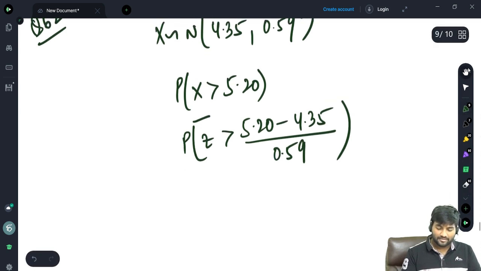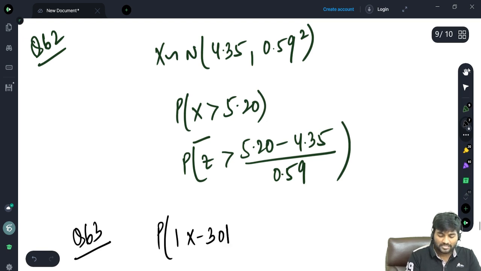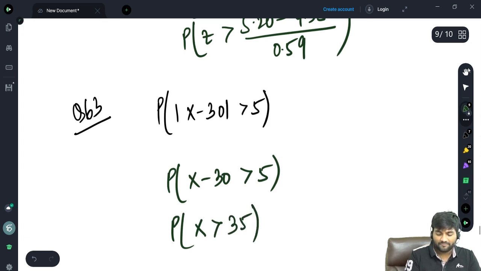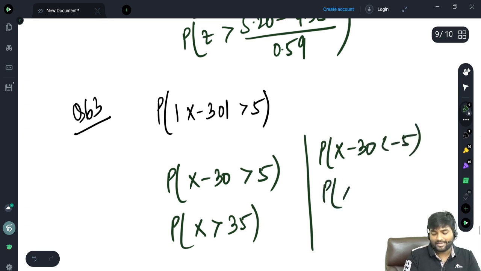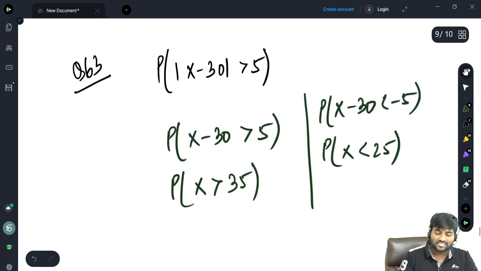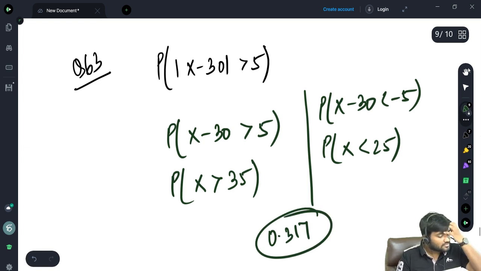After this, question number 63. I am not doing 1 and 2, just part 3. Probability mod x minus 30 is greater than 5. So this can be interpreted in two ways. First we will calculate probability x minus 30 greater than 5, which is probability x is greater than 35. Probability x minus 30 is less than minus 5, so probability x is less than 25. And we'll add these two and we'll get the answer. So what is the answer for part 3? I'm interested in part 3. 0.317 is the correct answer. Again, I don't think so.